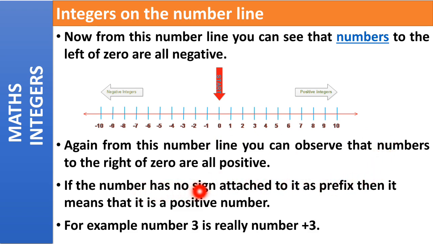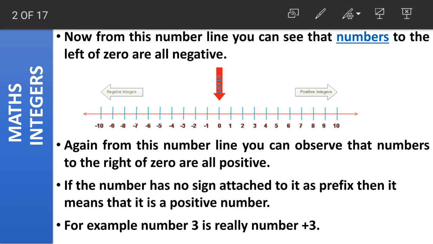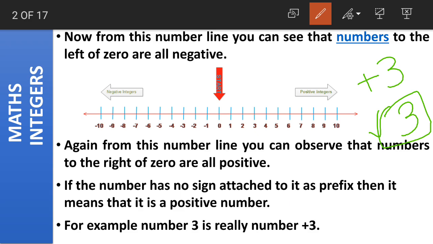So if numbers do not have any sign as prefixes, then it means it is a positive number. For example, number 3 is really number +3. We just have to assume that it is a positive number. We do not write +3, we write it as 3 directly because we assume it to be a positive number. We use the prefix minus only for negative numbers. There is no need to write positive numbers with the prefix plus. Okay.